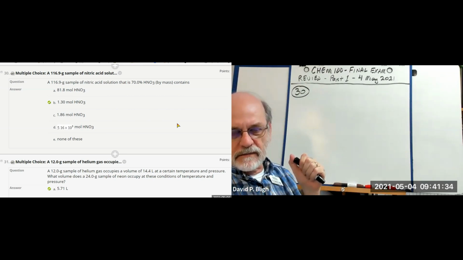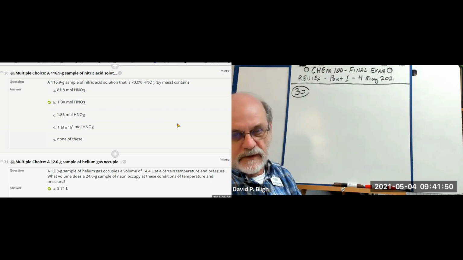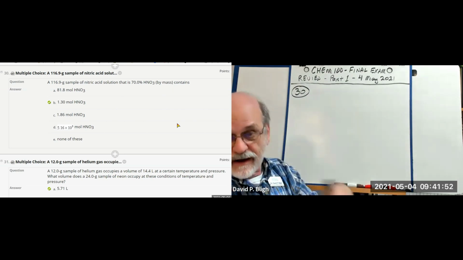Notice we haven't talked a whole lot about nomenclature, because by this point, if you don't know how to name a compound, then you're lost everywhere else anyway. So there may be some compound naming, but it won't be a major part of either our study here or the exam.